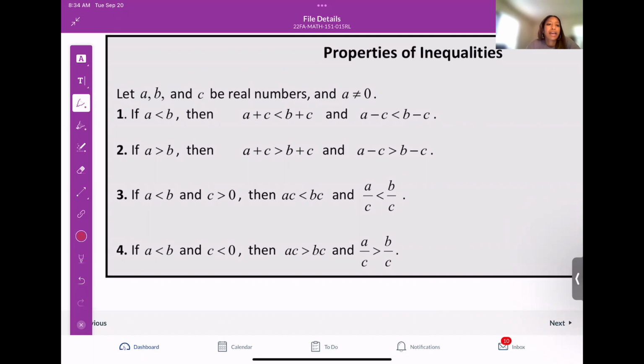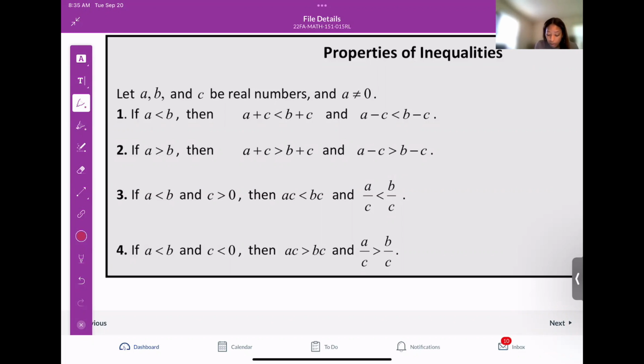Remember, we said we can add or subtract a number on both sides of the equation. Same is true for an inequality. We can multiply the same number on both sides of the equation. Same is true for an inequality. The only time we have to be very, very careful is if we are multiplying or dividing by a negative number: it changes the direction of the inequality. Okay, so that's what 3 and 4 are saying.